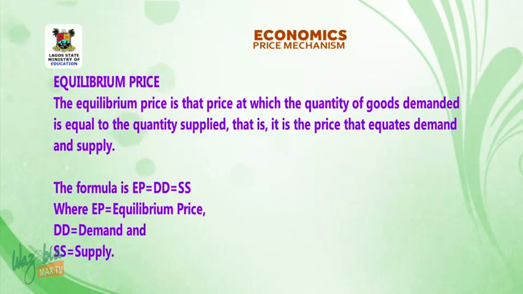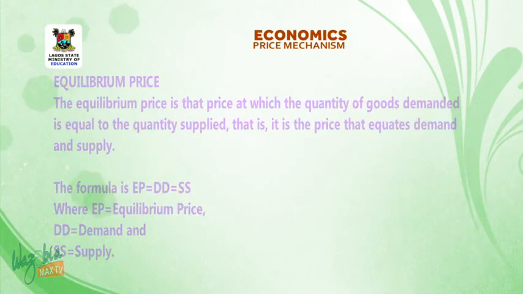Equilibrium price. Equilibrium price is that price at which the quantity of goods demanded is equal to the quantity supplied. That is, it is the price that equates demand and supply. The formula is EP equals DD equals SS, where EP is equilibrium price, DD demand, SS supply.